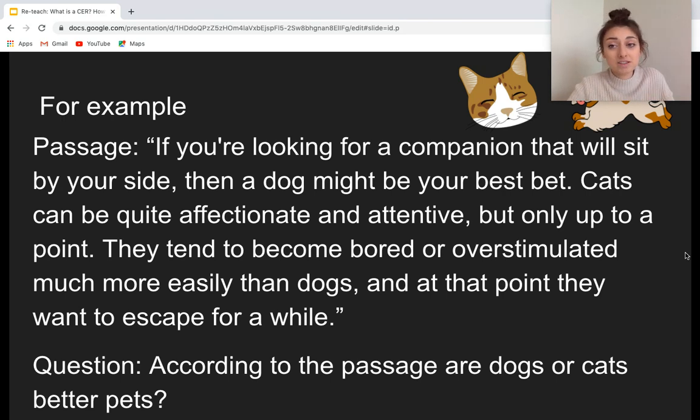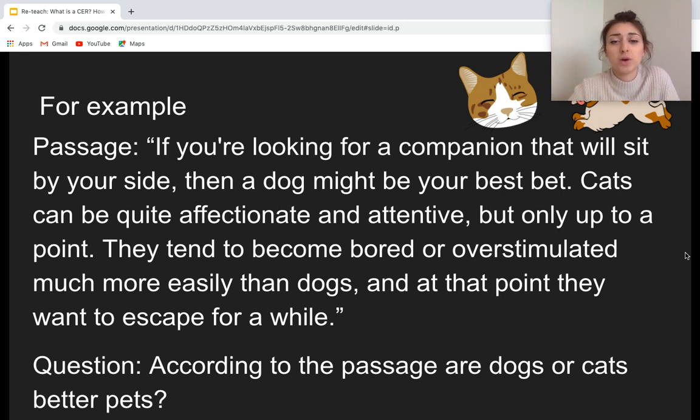So we need to go back to the text and see which one the text proves is better. In the passage it says, "If you're looking for a companion that will sit by your side, then a dog might be your best bet." All right, already I'm thinking this passage thinks dogs are the best. Now let's see if they say anything else.